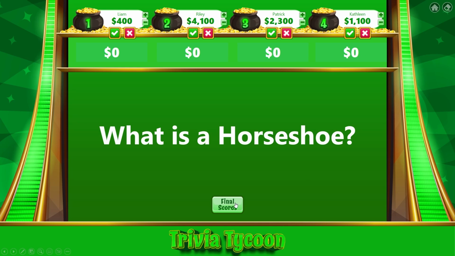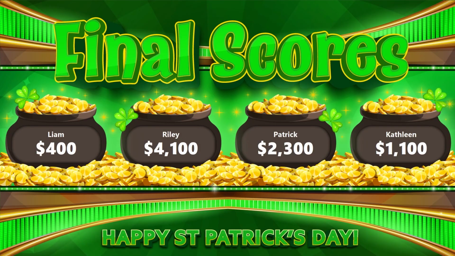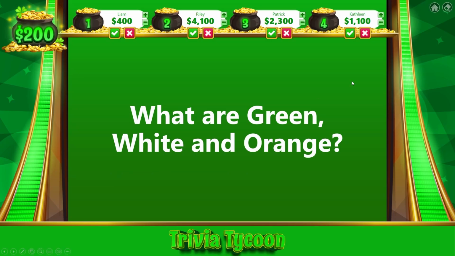Once you've checked all the players' answers, click Final Scores to see who is taking home the biggest pot of gold. There are a couple other buttons to be aware of. The Home button will bring you back to the main board slide. The Reset button will reset all the scores to 0 and wipe out the main board. If you need to manually change one of the team's scores, you can use the arrows to go up or down.